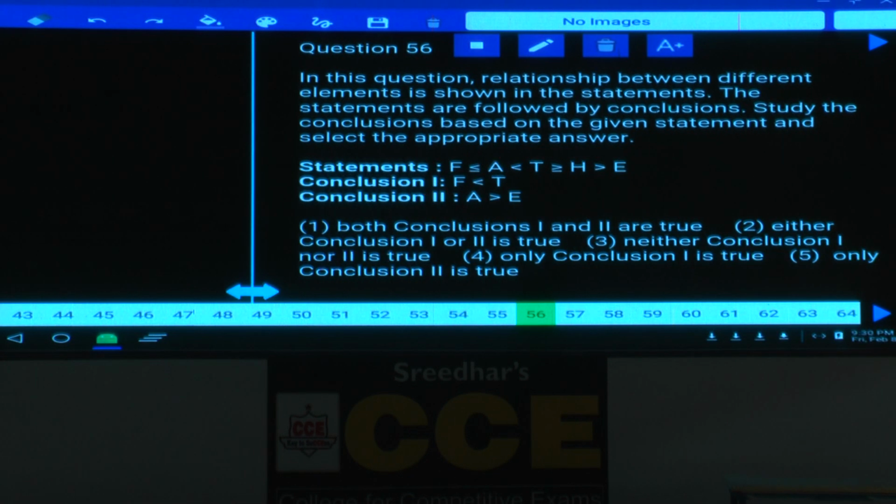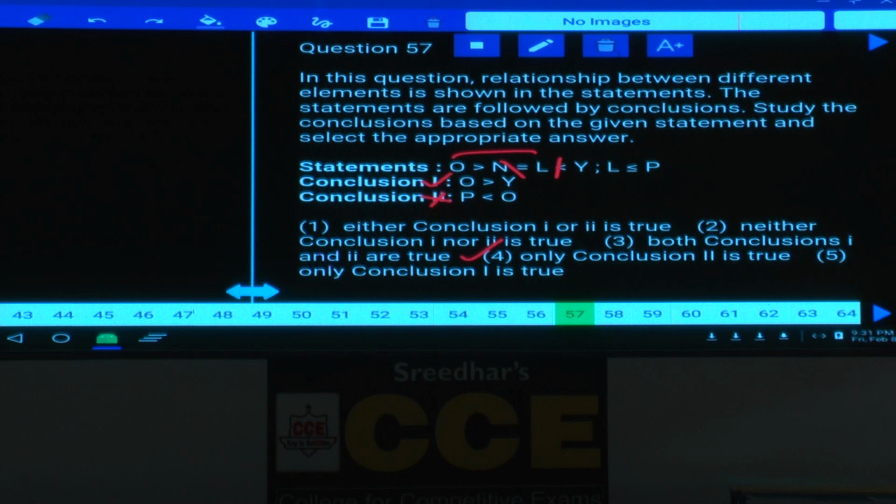Then coming to question number 56, the relation between F and T, lesser than or equals to lesser than. Now, tell me between F and T, which symbol is common? Lesser is common, hence F lesser than T definitely true. Then, now the second conclusion between A and H, A and E, there is 1 lesser than and 1 greater than between these 2. As 2 opposite symbols, hence no relation can be drawn. Only conclusion 1 is true. Only conclusion 1, that is choice 4.